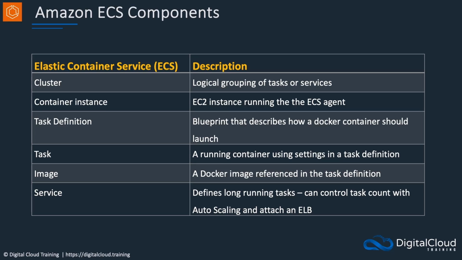Here it's EC2 instances running the ECS agent in your account. Then there's the task definition. This is the blueprint that describes how a Docker container should actually launch. The task is the running container based on the settings in a task definition, and it needs to pull an image from ECR or Docker Hub, for example, which is the image that's referenced in that task definition. And then lastly, we have the service, which defines long-running tasks and enables us to define a task count or use auto-scaling, and also to attach Elastic Load Balancers as well.